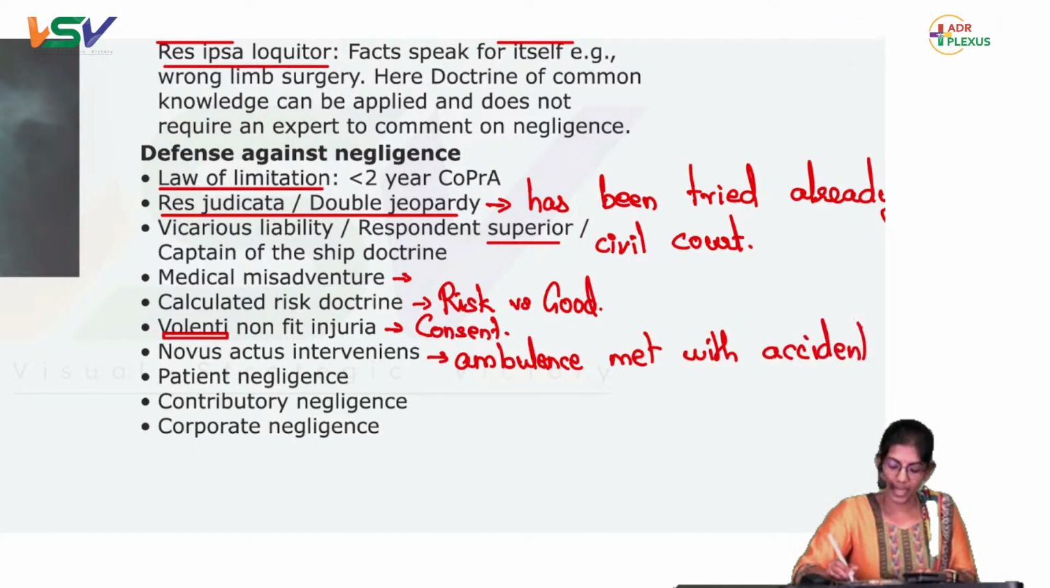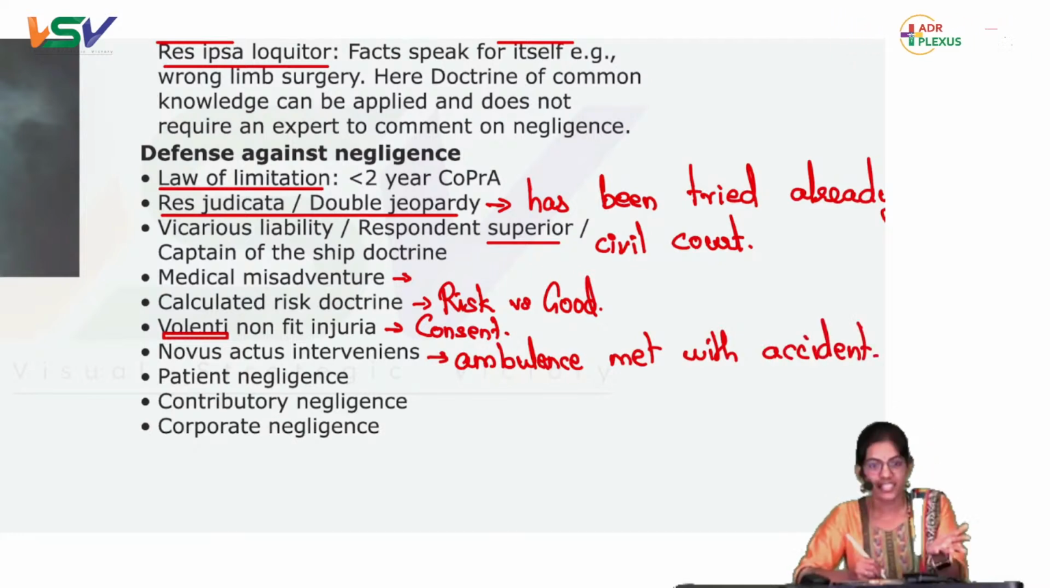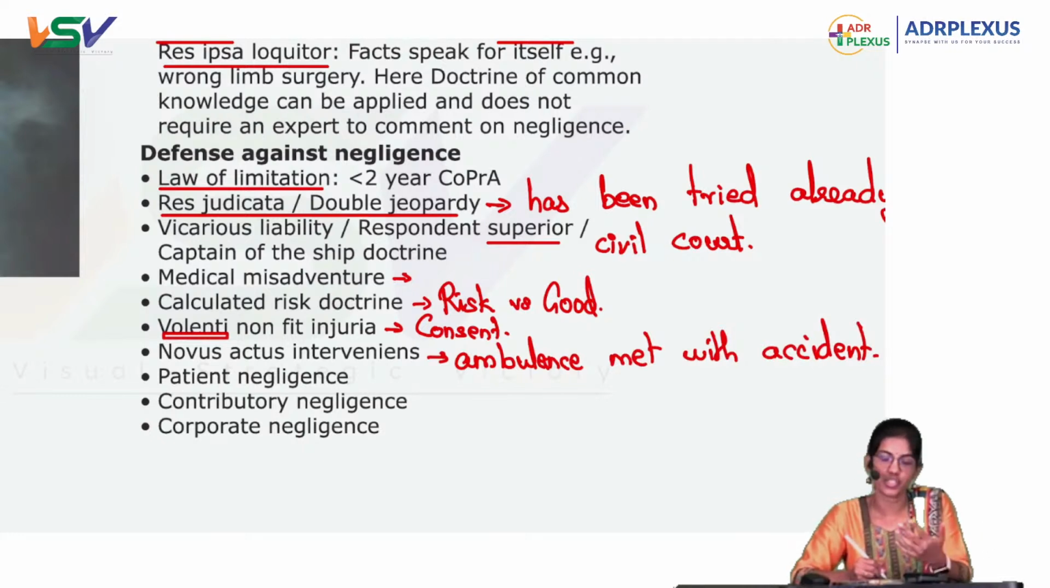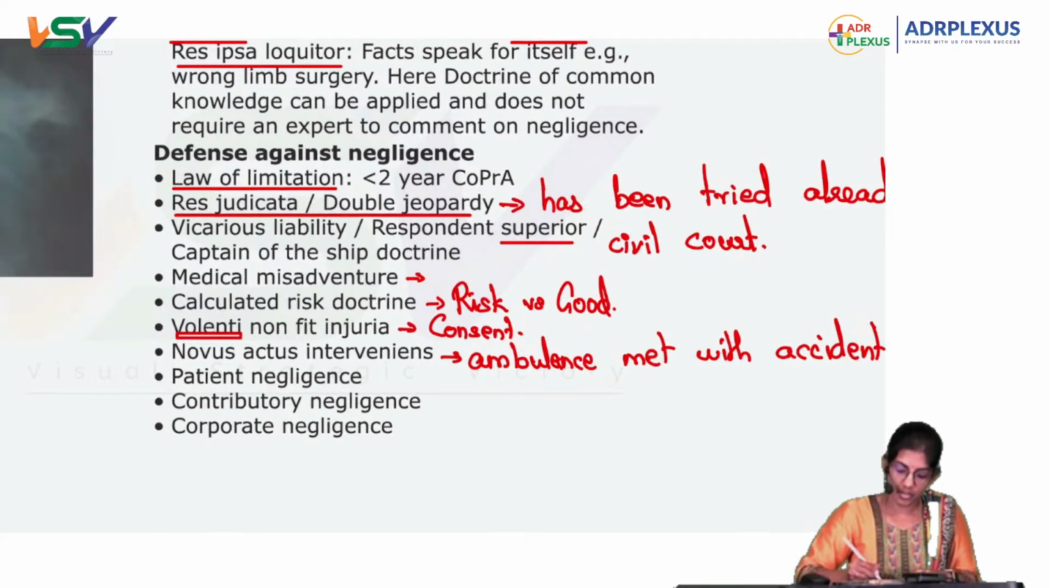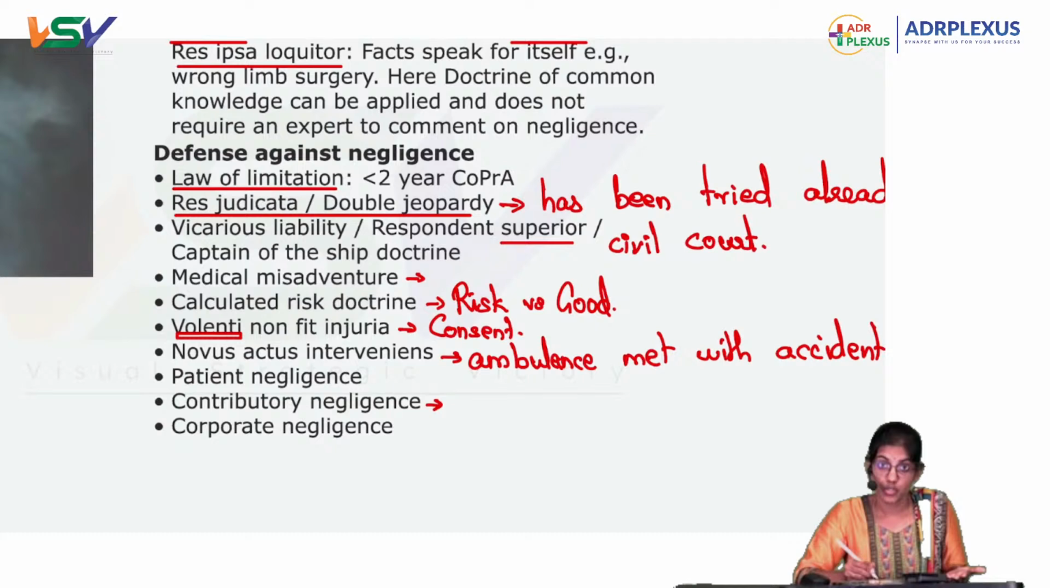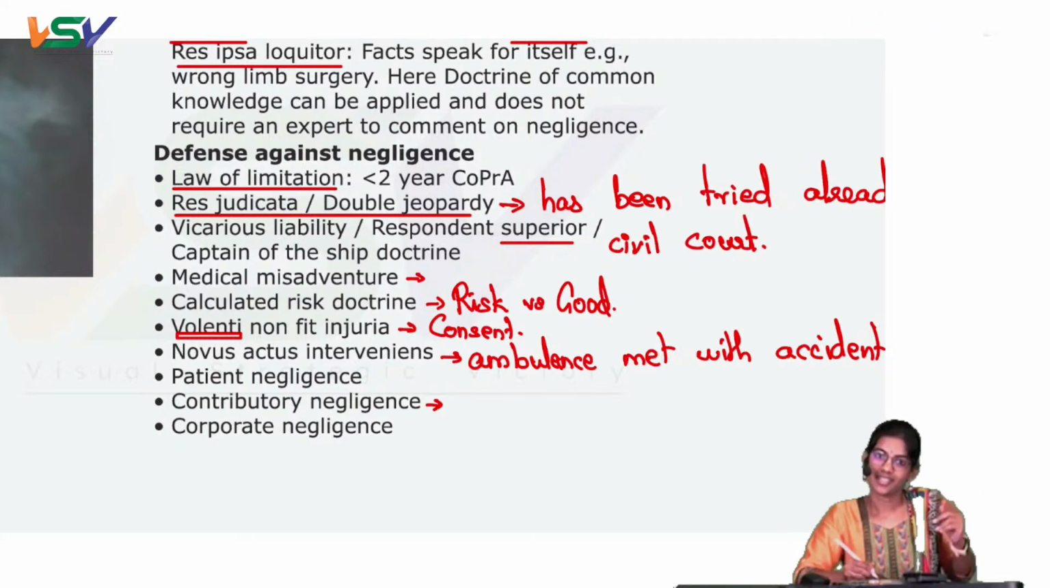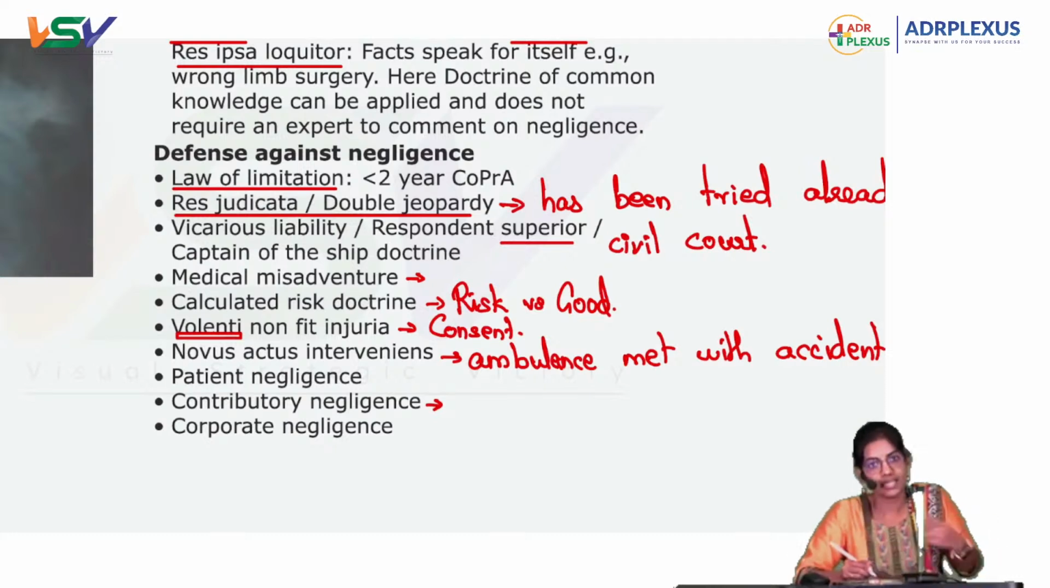Then patient negligence. The patient was negligent. You told the patient to take these medications. The patient did not take the responsibility. He didn't take the medication. The patient is negligent. Contributory negligence. The patient was also negligent, which means you told the patient, I have done the dressing, you come to me for dressing. The patient was at home. He did the dressing on his own, right?